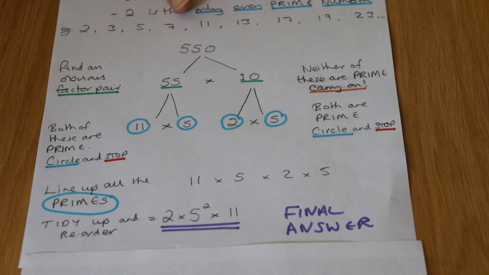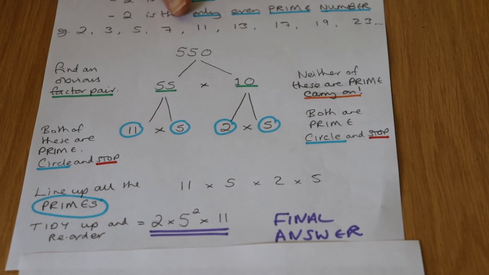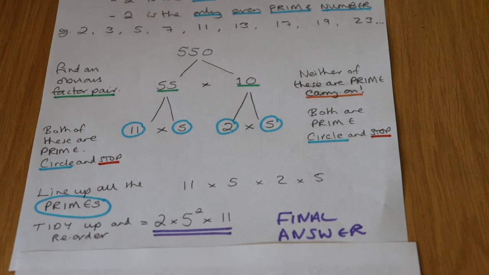So it's a factor tree, and remembering that a prime number is only in the times table of the number itself and 1, exactly 2 factors.